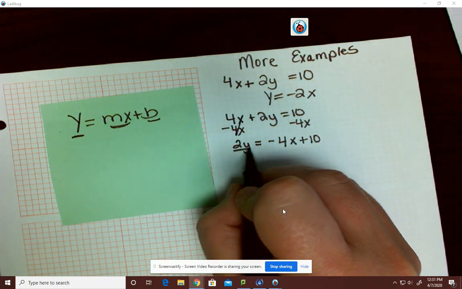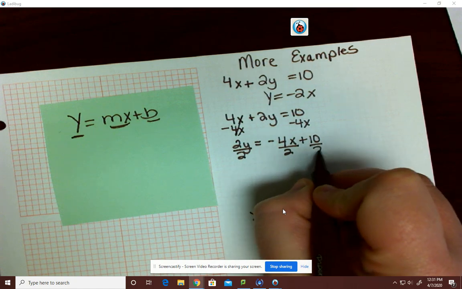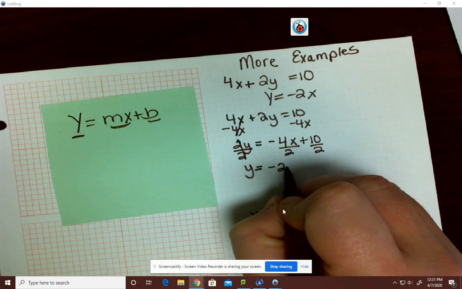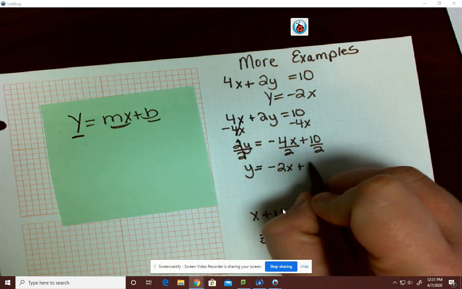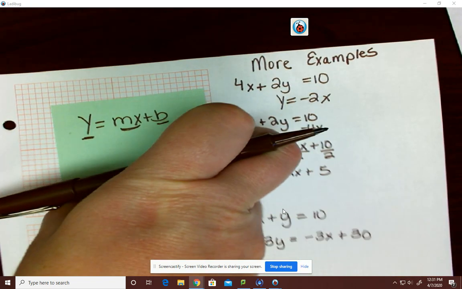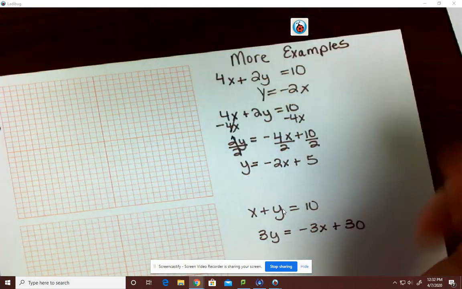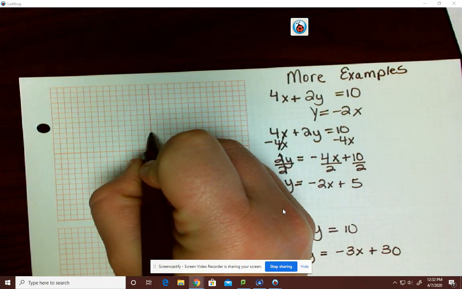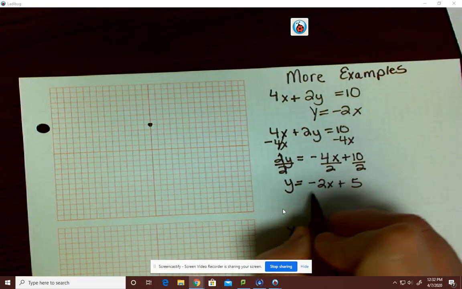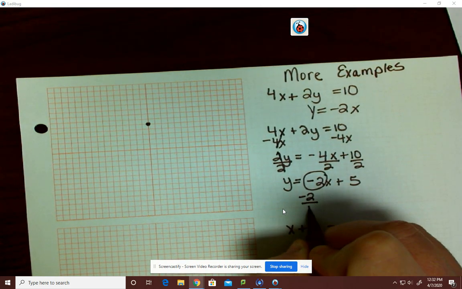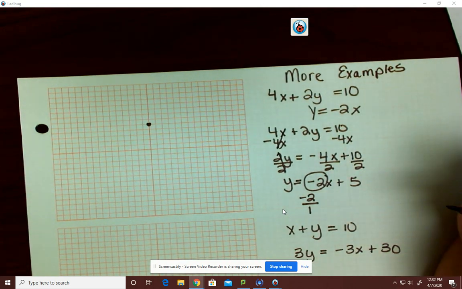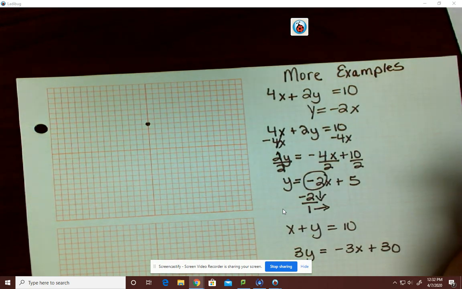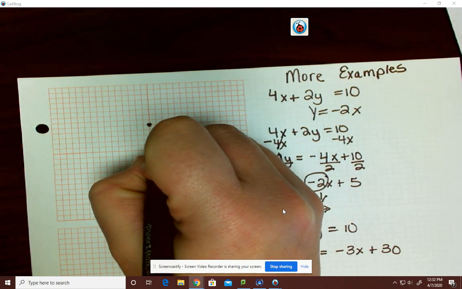Then you're going to divide everything by 2 to get rid of that 2. So that leaves me with y equals negative 4 divided by 2 is negative 2x, and 10 divided by 2 is 5. So for that line, my y-intercept is 5. So on the y-axis, I start at 5. And then my slope is this number, and I want to make it a fraction. So I put it over 1. The 2 is negative, so that means we go down, and what's on the bottom tells us to go to the right. So we go down 2 and over 1.